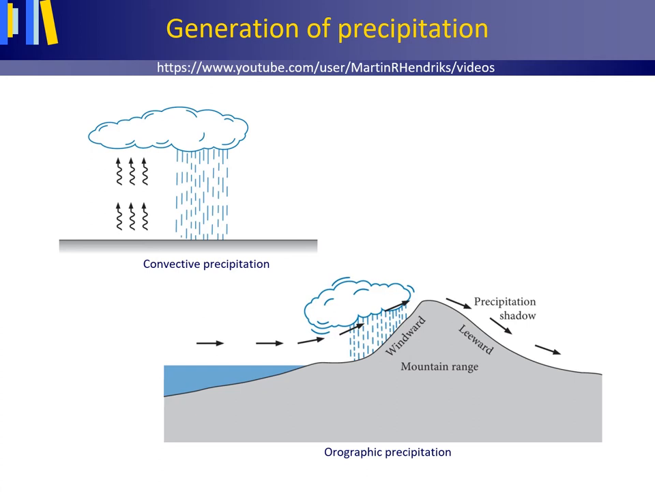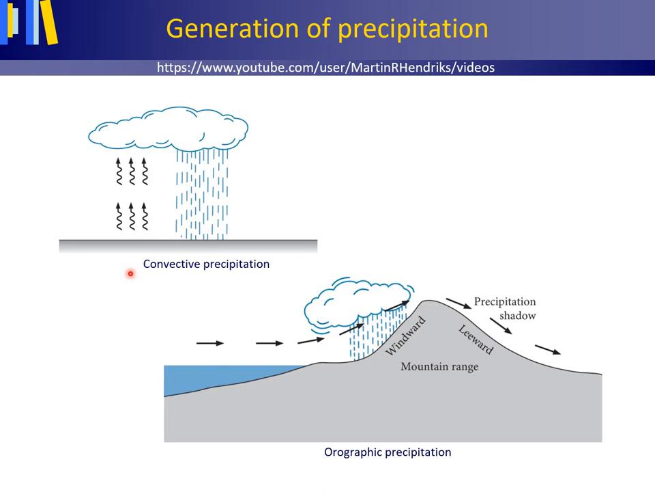Precipitation as the result of local heating of the air at the Earth's surface, as shown here, is called convective precipitation. This process is active in tropical areas and in the interior of continents. Convective precipitation is local and often intense, for example, during thunderstorms.